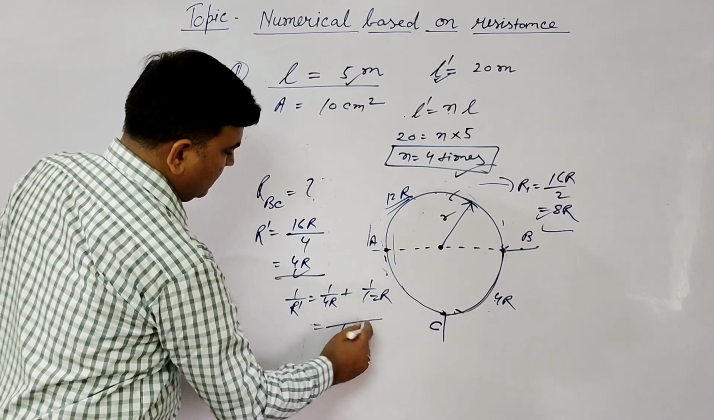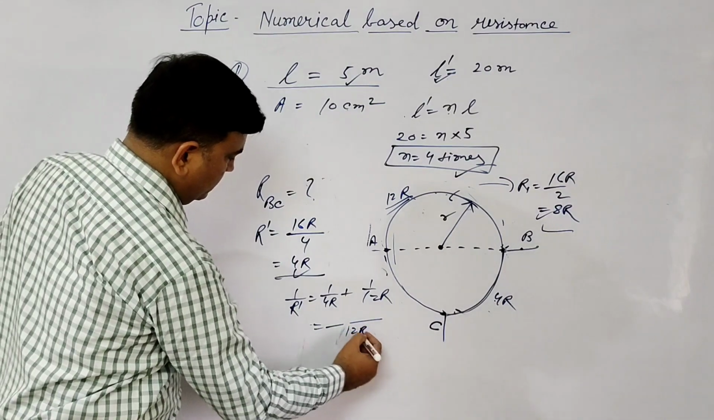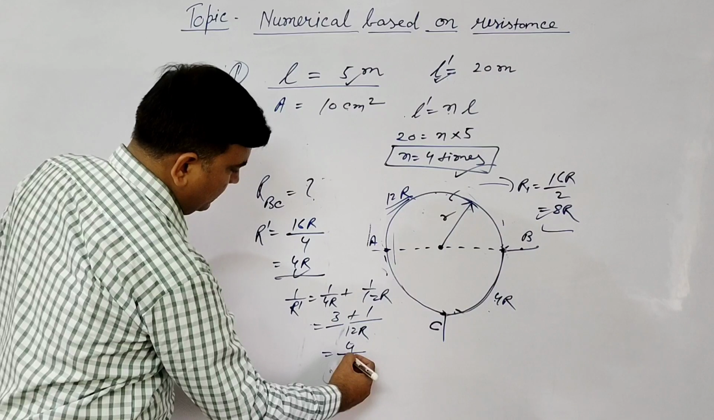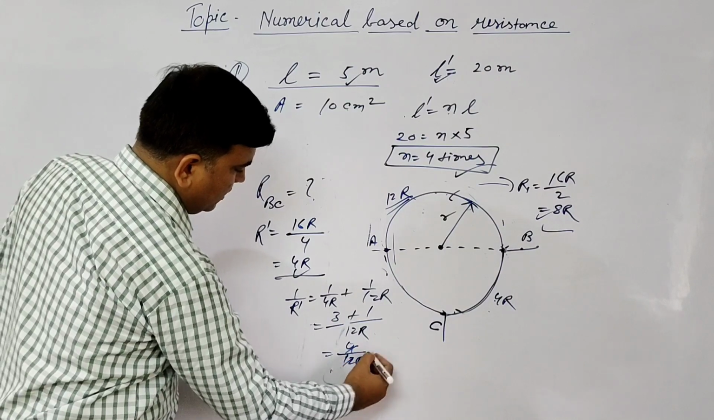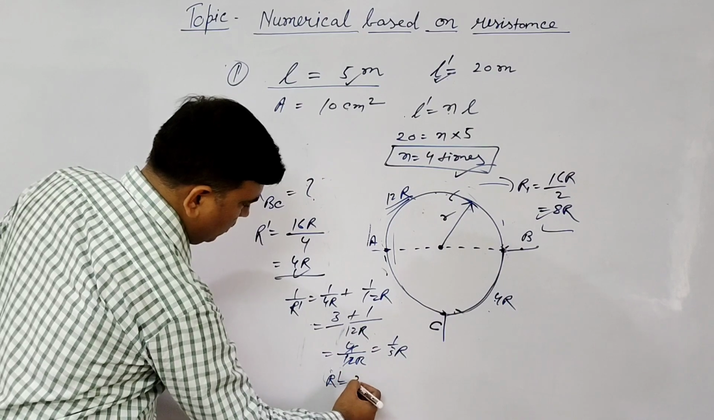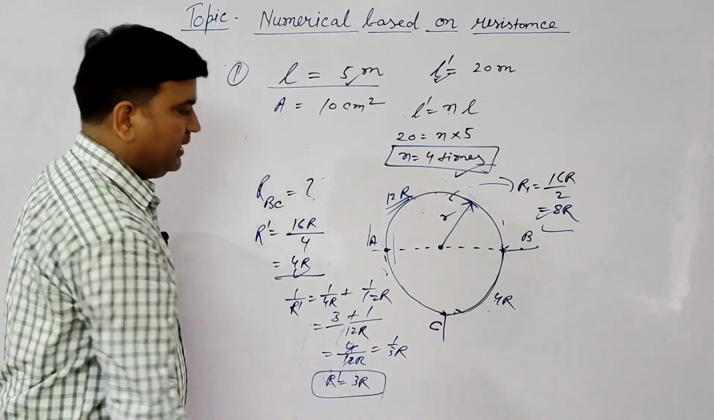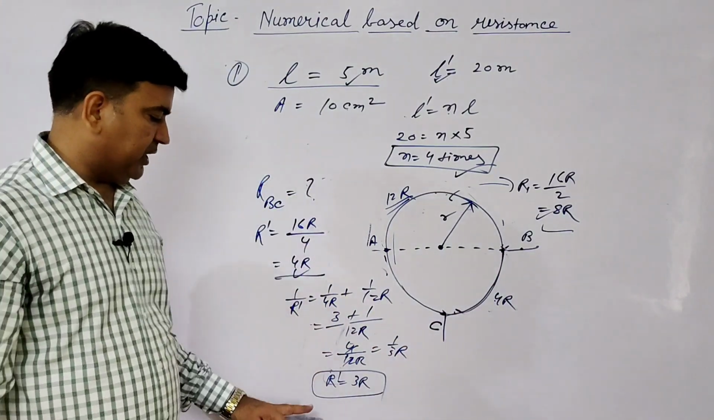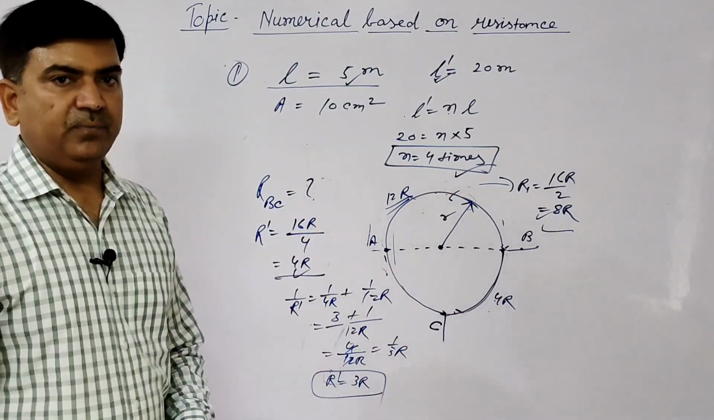Now 12R is the LCM, 3 plus 1 is 4, 4 by 12R, and it is 1 by 3R, and the resistance becomes R dash equal to 3R. So in this condition, the resistance across BC for the given question is equal to 3R.